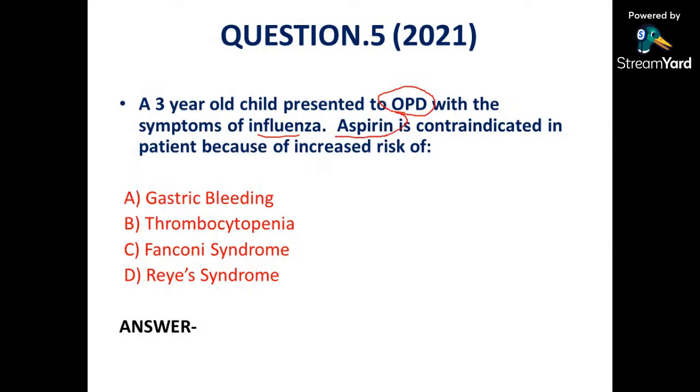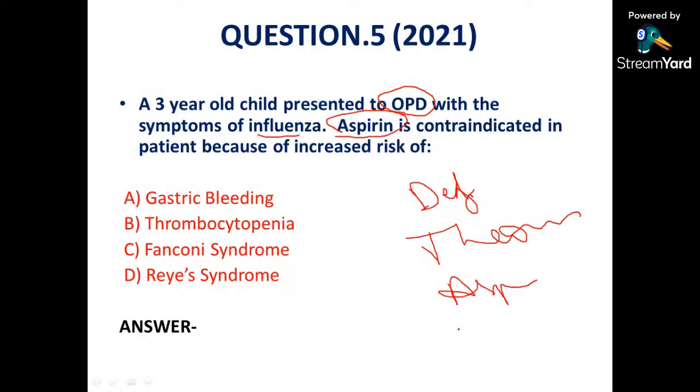Aspirin is contraindicated in many conditions. Aspirin is contraindicated in dengue. Aspirin is contraindicated in thrombocytopenia. Aspirin is contraindicated if the patient has aspirin allergies, and aspirin is also contraindicated in Stevens-Johnson syndrome conditions. Here, the patient is having influenza. So, in influenza, why should aspirin be contraindicated? Here, the patient is not having any gastric bleeding disorder, not having any thrombocytopenia, and not having any risk of Fanconi syndrome.